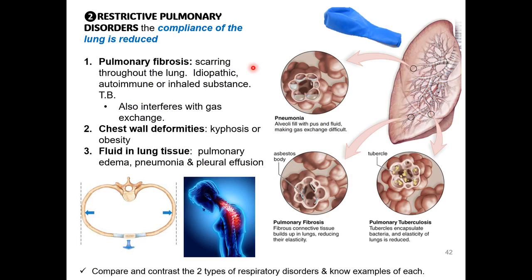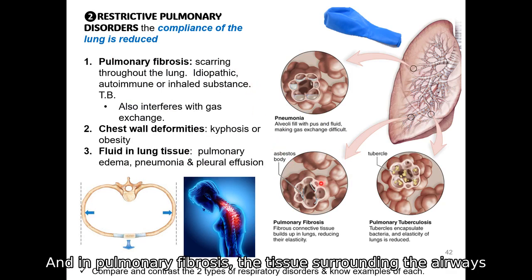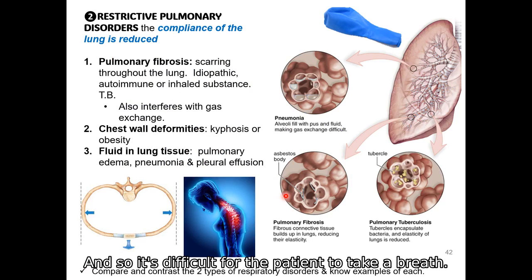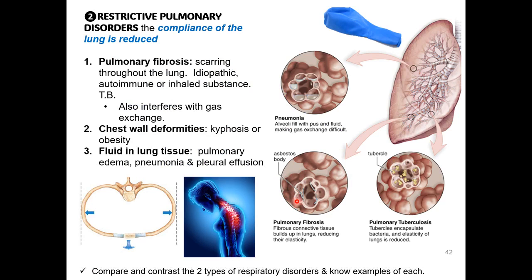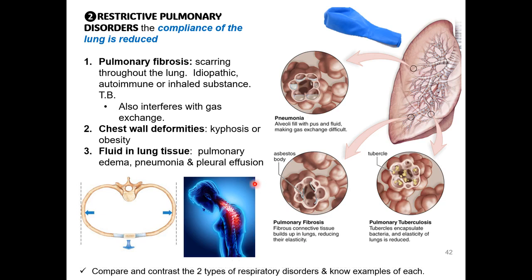I don't understand the difference between chronic bronchitis and cystic fibrosis. So cystic fibrosis is a genetic disease. Yes, good question. So pulmonary fibrosis is a cause of the restrictive diseases, and in pulmonary fibrosis, the tissue surrounding the airways gets very thick, and so becomes non-compliant. And so it's difficult for the patient to take a breath. Also, because the respiratory membrane can thicken, you do not get that gas exchange and external respiration. It doesn't work as well.